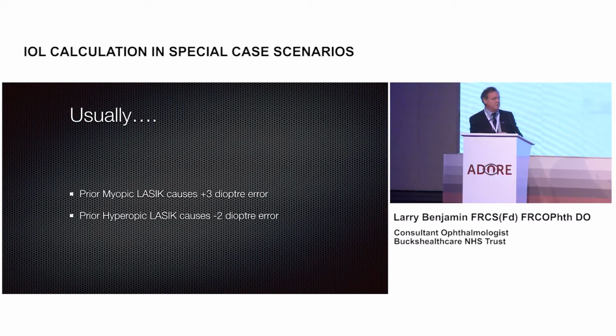And usually, this is what happens. If you had previous myopic LASIK, you come out +3, and if you had previous hyperopic LASIK, you come out -2 as a guide. So if you see a patient in your clinic who's +3 unexpectedly, that's probably the reason.